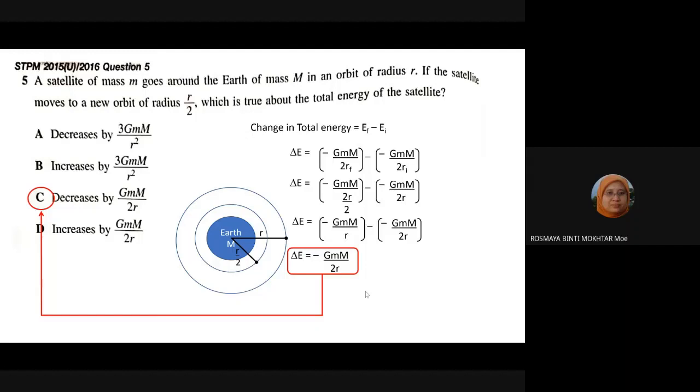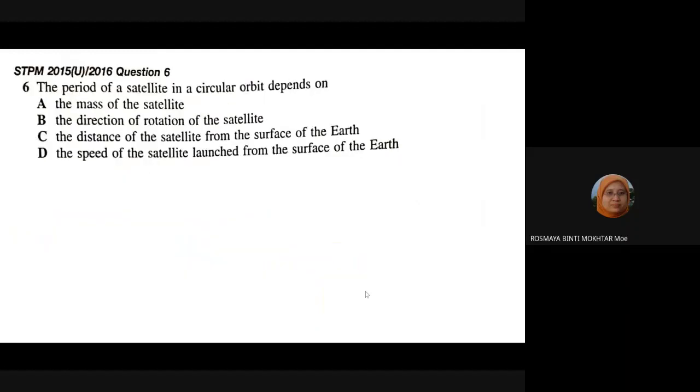Okay, if no, we go to number 6. Question number 6: the period of a satellite in a circular orbit depends on... F equals ma. Gravitational force from Newton's gravitational law, F equals GMm per r squared. Look at the words here: circular orbit.